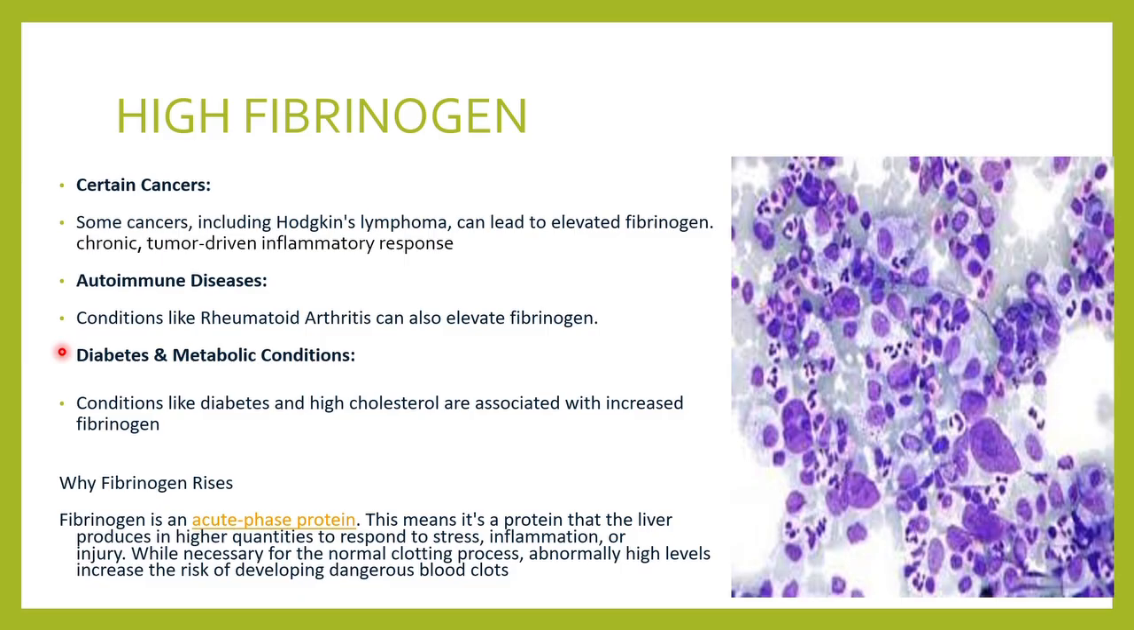Okay, so I've told you that fibrinogen is an acute phase reactant. That means the protein the liver is going to produce in higher quantities to respond to the stress or the inflammation or the injury. Okay, so while it is necessary for the normal clotting process, abnormally high level of fibrinogen can increase the risk of developing dangerous clots. So I've told you the normal level is between 2 to 4 grams. Okay, suppose if it is very high, then there is a risk of developing blood clots.